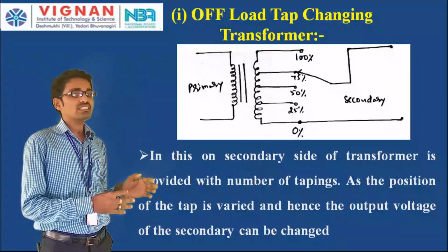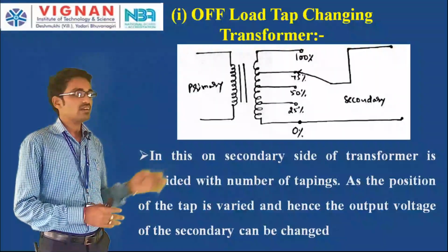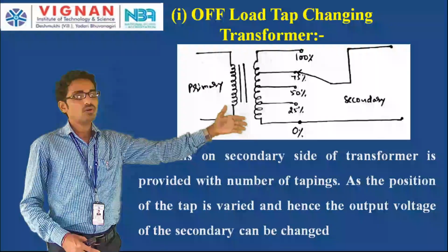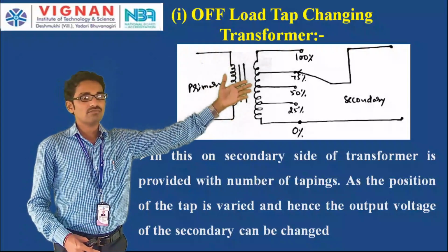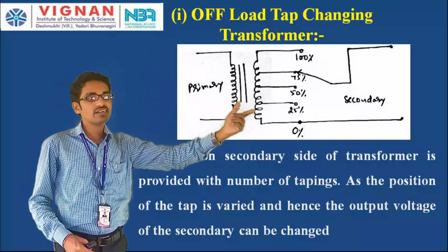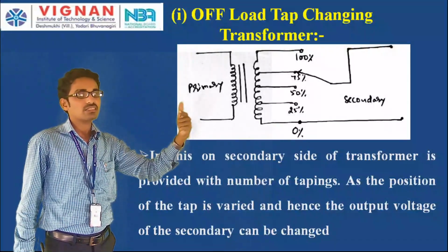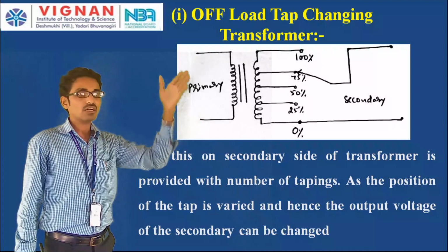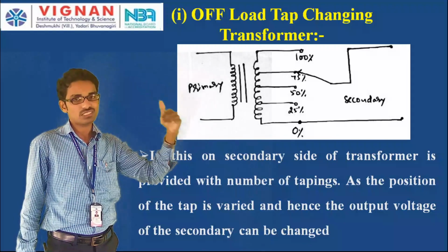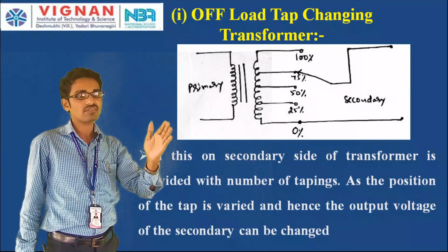In order to change the tapping position from one position to another, consider the secondary side of a transformer. You have the tappings at 0%, 25%, 50%, 75% and 100%. So like this you have a number of tappings on the secondary side of a transformer. If you want to change the tapping position, say from 0 to 25% or from 50 to 75%, you need to switch off the secondary winding first.